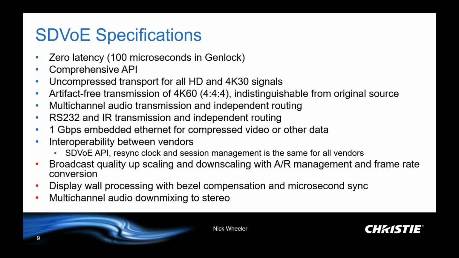A comprehensive API to be able to control what you're doing with the different types of signal when you're sending them over the network. It's uncompressed transport for all resolutions from HD right up to 4K 30 signals. So there's no compression at all. It's literally artifact-free transmission of 4K 60, so it's indistinguishable from the original source.